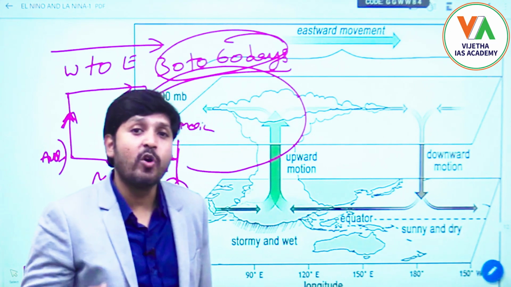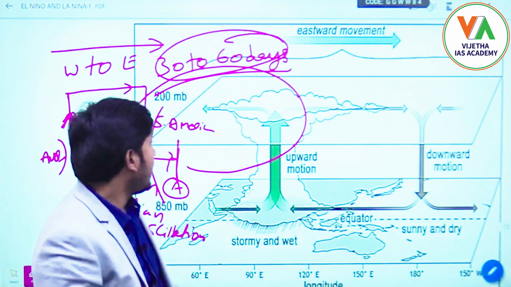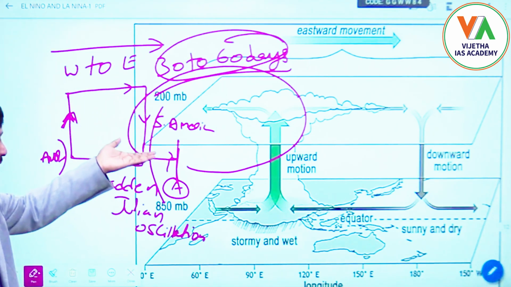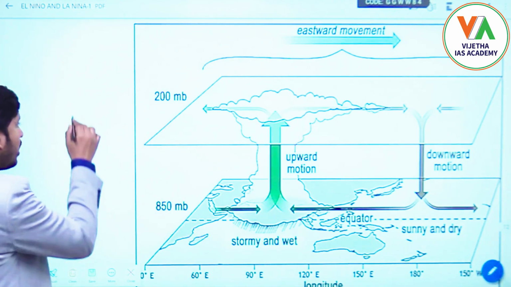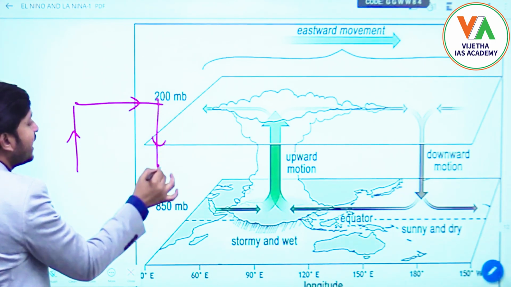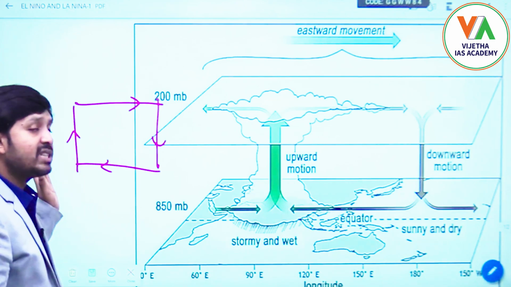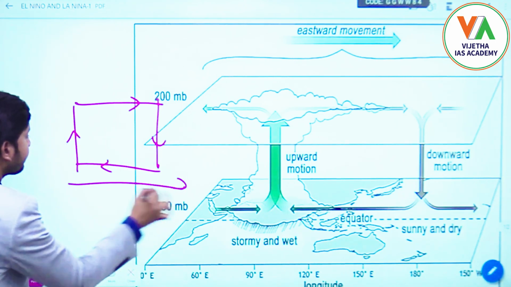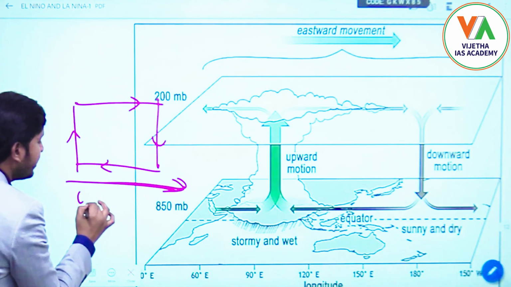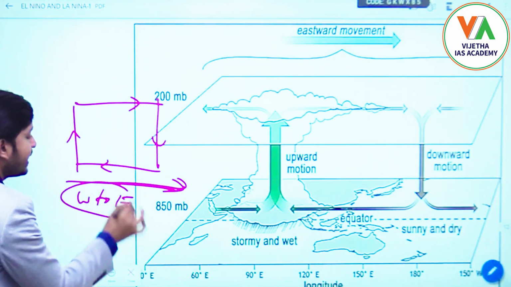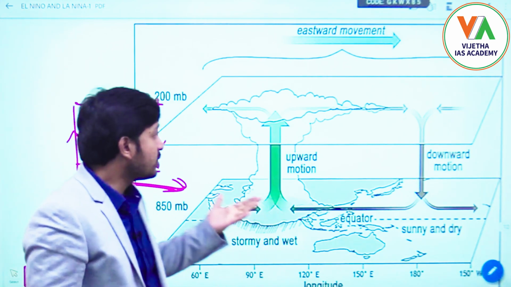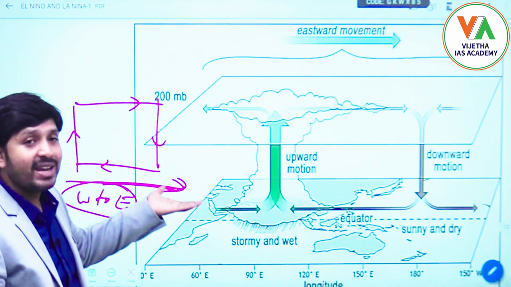So it is the same Walker cycle thing, where on one wing the air has been rising, and on another wing the air has been descending. This thing will start continuously moving from west to east, in this direction. This is nothing but what is called the Madden-Julian oscillation.